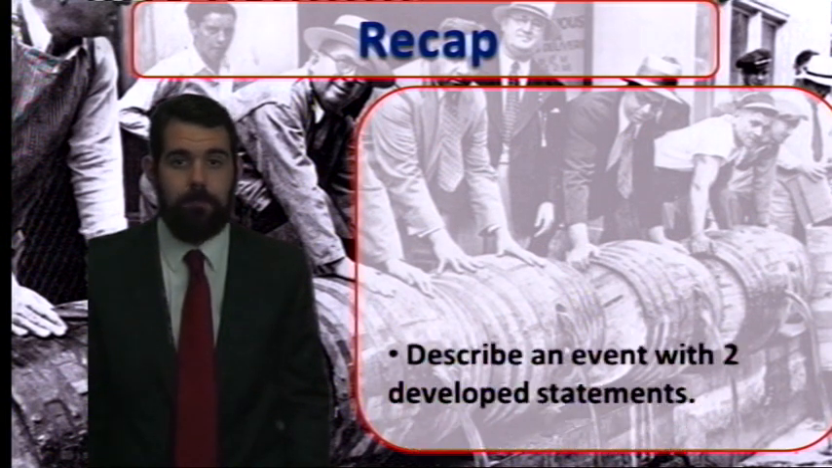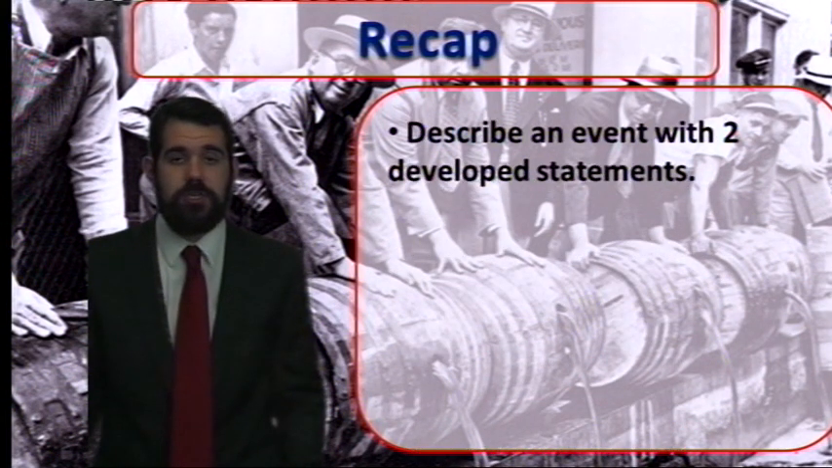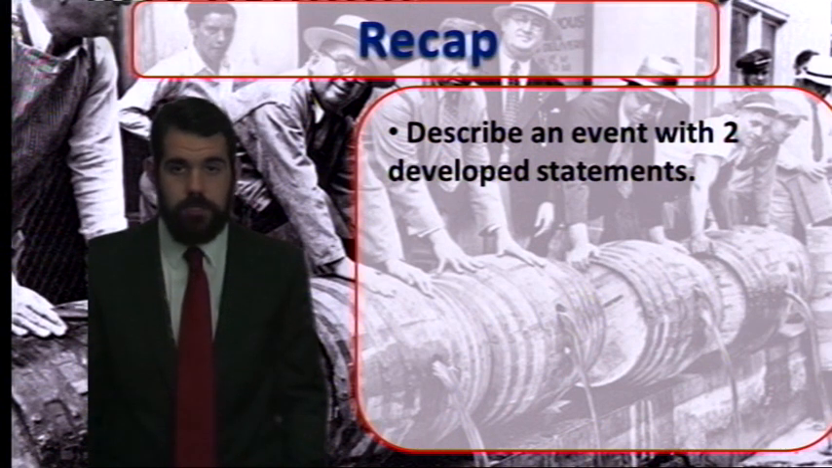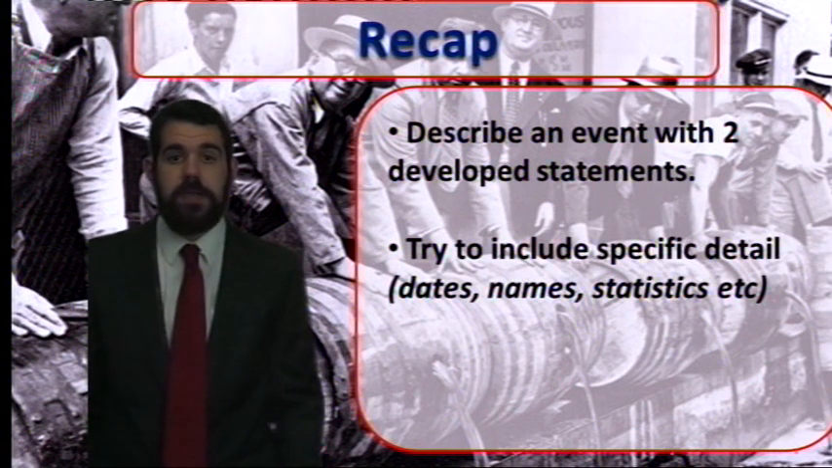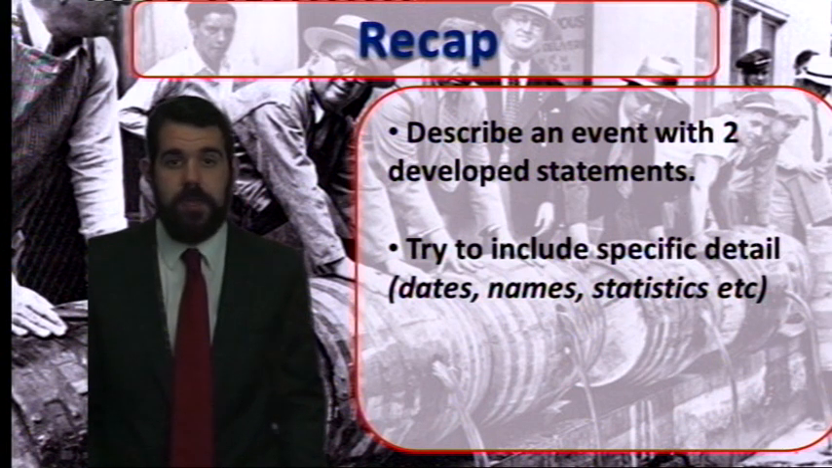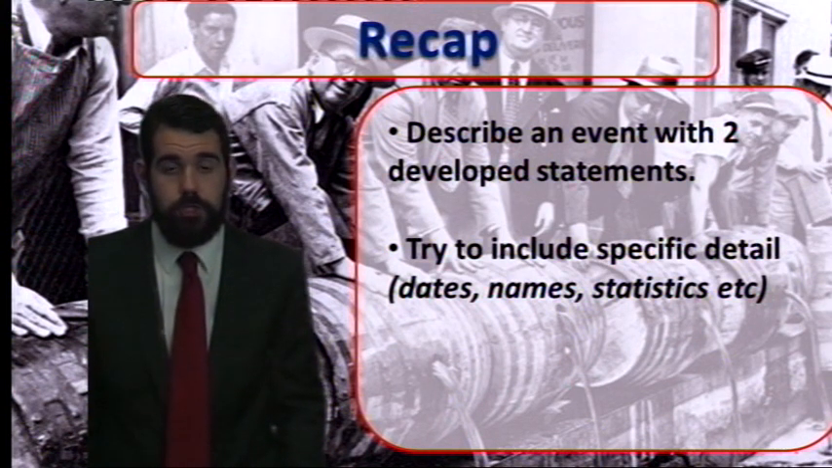So to recap on these questions, you need to describe an event in 2 developed statements. 3 as an insurance. Try to include specific dates, names and statistics where you can. That's always going to help convince the examiner that this is a developed statement. But these questions, provided you've revised and know the topic, shouldn't serve you any problems. Do them quickly, get the full marks, move on to the trickier areas of the exam paper.